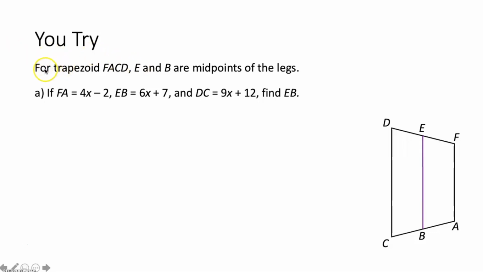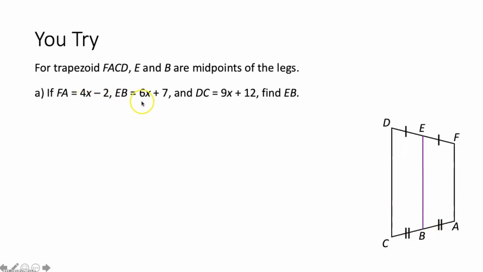So here we have trapezoid FACD, where E and B are going to be the midpoints of our legs. Now remember, the legs are the non-parallel sides. So that would be this side and this side right here. So if E is the midpoint over here, we can mark that up where this segment must be congruent to this segment. We can also mark up down here, if B is the midpoint over here, this segment must be congruent to this segment.